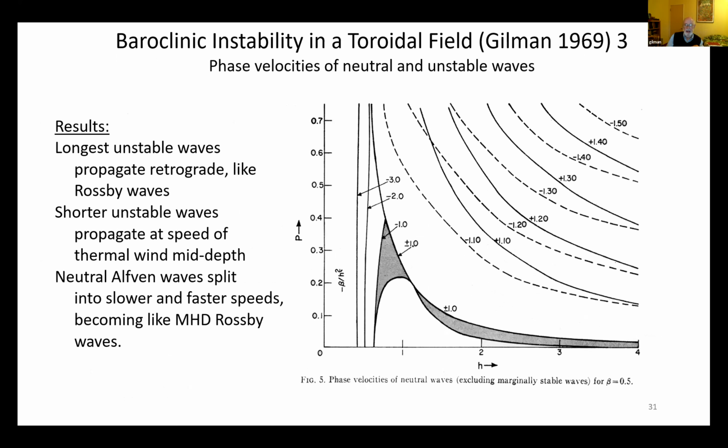This shows, by the way, how the neutral and unstable waves behave. You can see now the Alfvén waves on the upper right have split into a slower mode and a faster mode. They're a mix of Rossby and Alfvén wave with mostly Alfvén characteristics. But on the extreme left in the diagram, these modes are basically pure Rossby waves, but they're all present in this system.